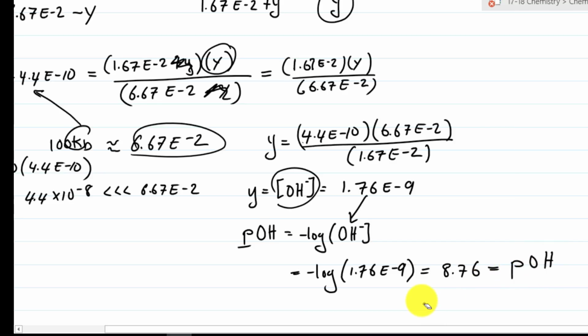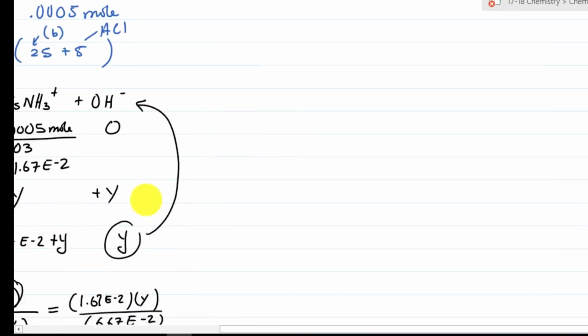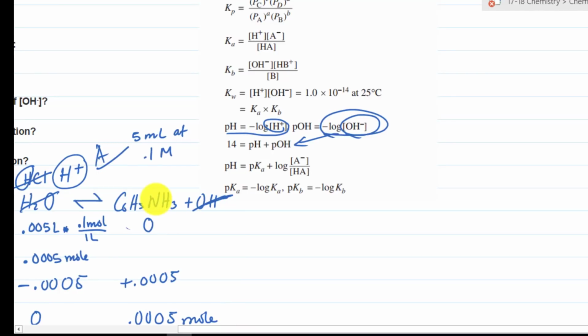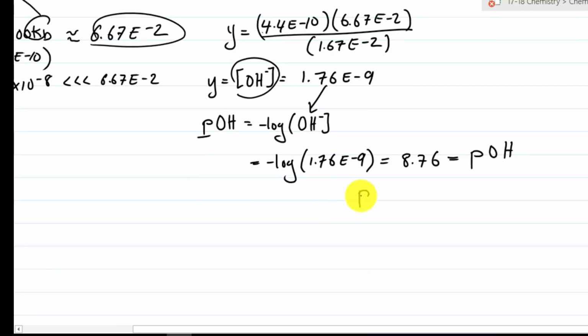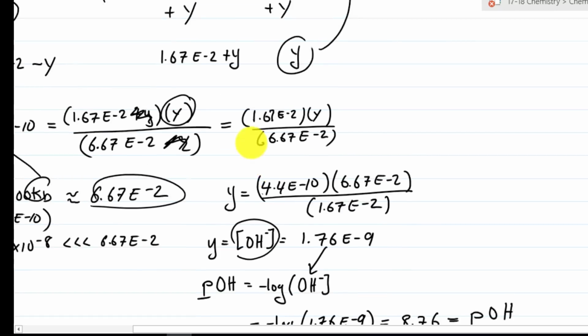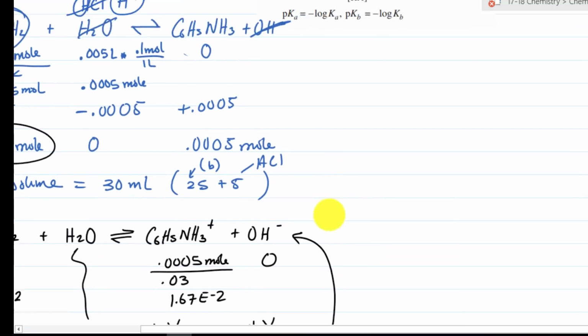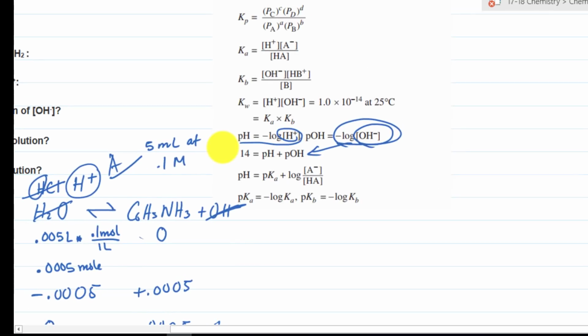And how do we calculate our pH? If we have our pOH, we'll go back to our reference again. pH plus pOH equals 14. So now we would have pH equal to 14 minus 8.76, and our pH is equal to 5.24. But before we end this problem, let's go back and look at our reference to see if we can find another way to solve this problem a lot easier.